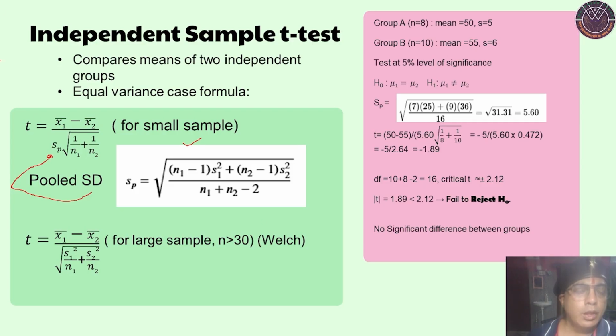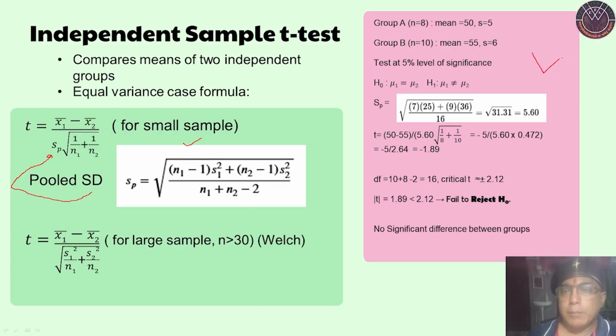and you will get the t value. Now for the large sample, x1 is the mean of the first sample and x2 is the mean of the second sample. In that case, when the variance is different, you will use the Welch formula, and the formula is x1 minus x2 divided by the square root of s1 square by n1 plus s2 square by n2. S1 and s2 are the standard deviations of both the groups.